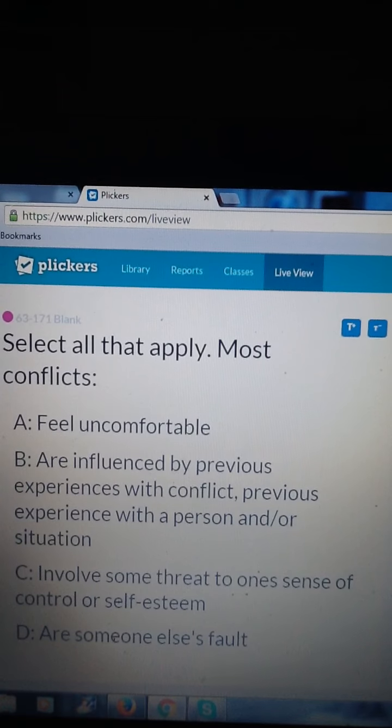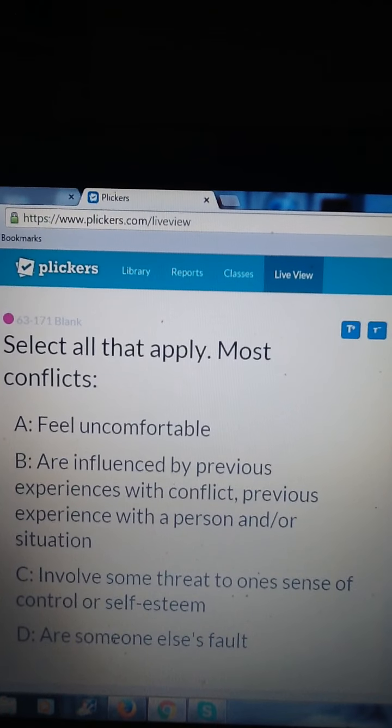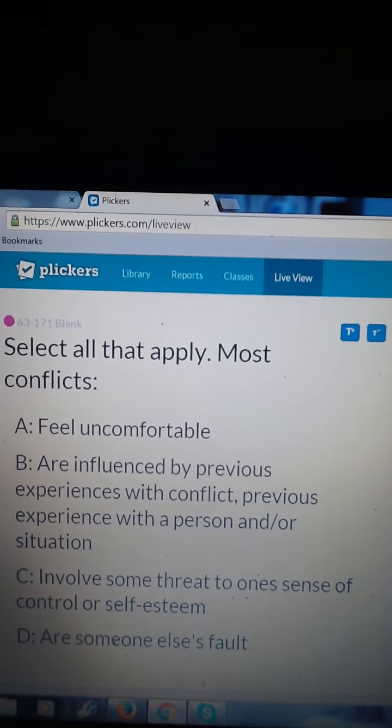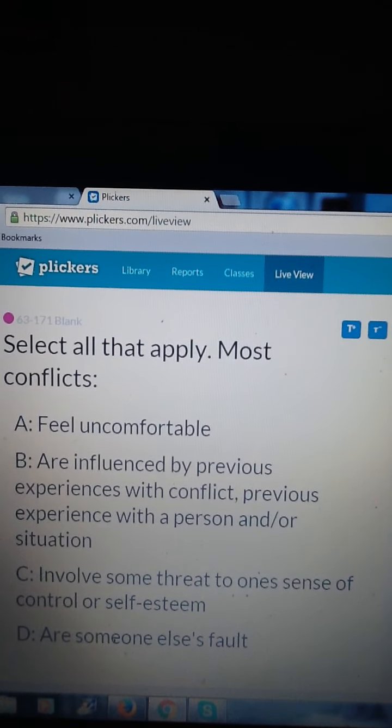I have about 5 of these questions on the test. Select all that apply. They're NCLEX style questions, very important for you to learn how to do these questions because they're very high level questions. So the correct answer to this is A, B, and C.